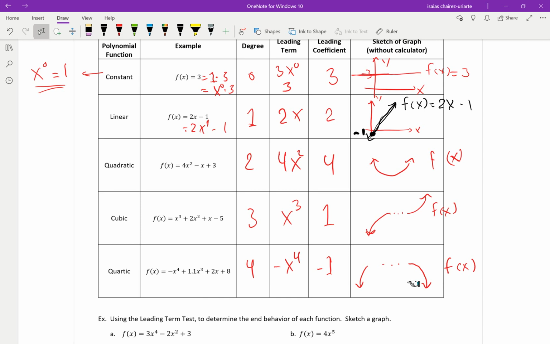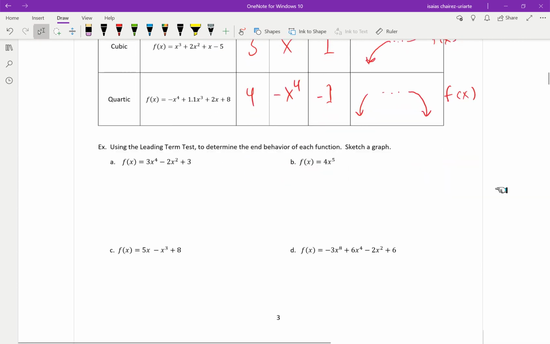All right, so the moral of this story so far is that just by looking at the leading term, you can get out already a lot of information about the graph of your polynomial. We're going to need that here soon enough because we're going to start graphing these things with more detail. All right, next example.